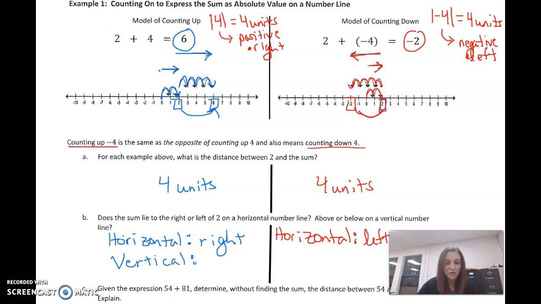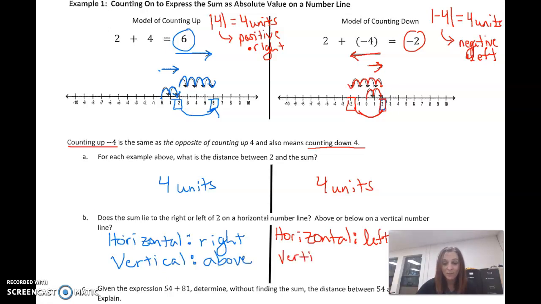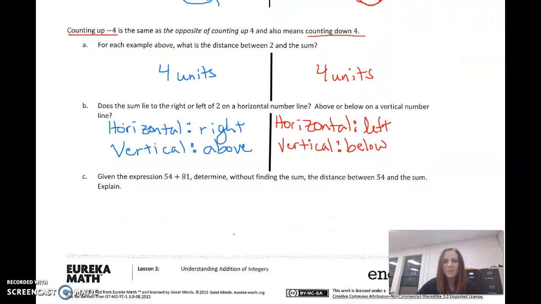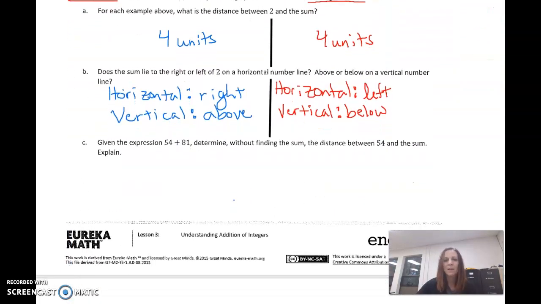So on a vertical number line, if we kind of turn this up here, 6 would be above the 2. And likewise on a vertical number line, where would our -2 be? Okay, well, if I stacked it up, -2 is going to be below the 2. Okay, so again, thinking about what it means when we're adding things on, what's happening on the number line.